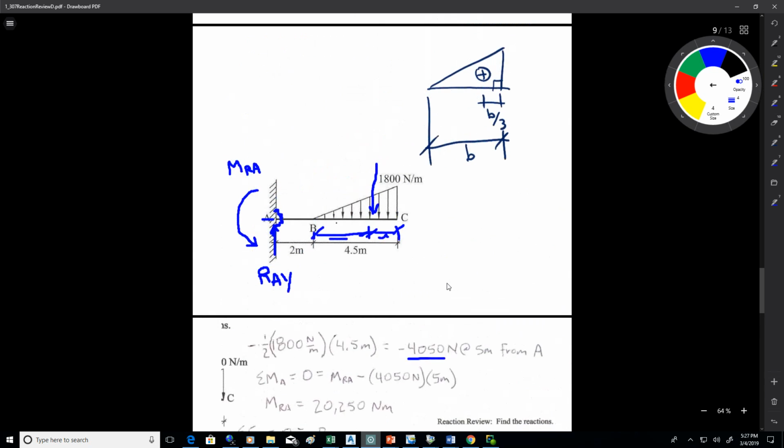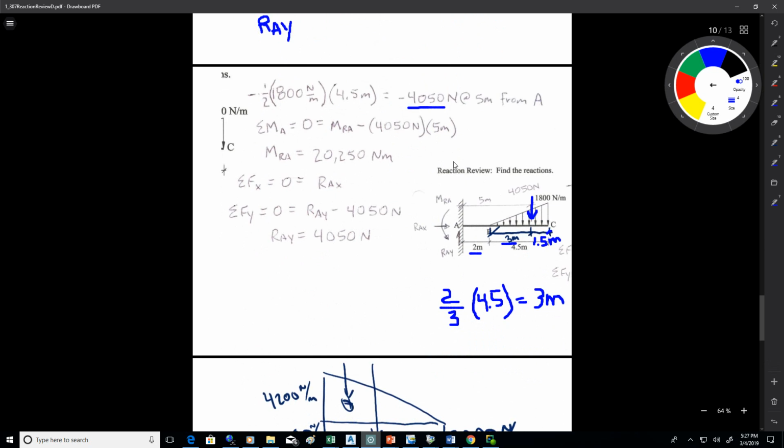So that's how far over from that vertex at B the centroid is. That's where I apply the load. So if that's B over 3, this is 2 times 2/3 of B. Okay, that's what I'm doing there. All right, so 2 and 3 makes 5. So the moment about A is whatever that reactive moment is, minus the 4,050 times 5 meters. So I can solve for the reactive moment. It's 20,250 Newton meters. I can go sum of Fx is 0, which is RAX, so that zeroes out. Sum of Fy is whatever RAY is, minus the 4,050, so RAY is 4,050. Okay.